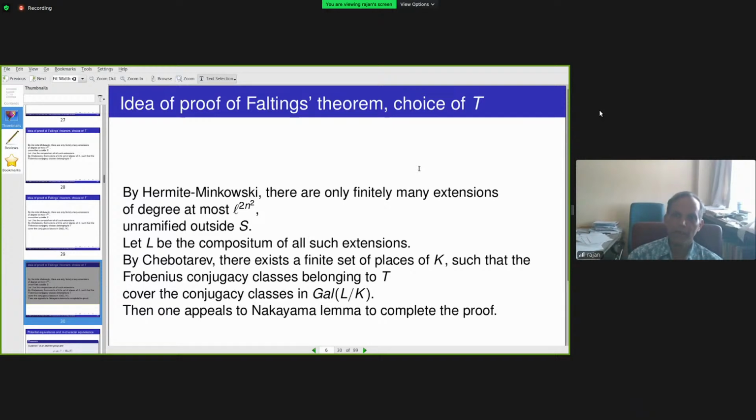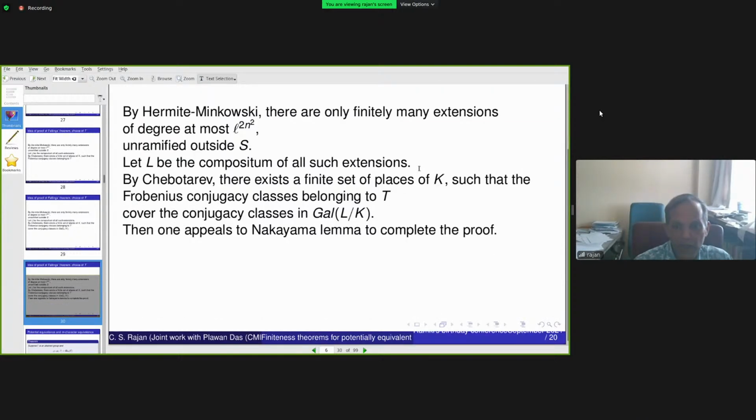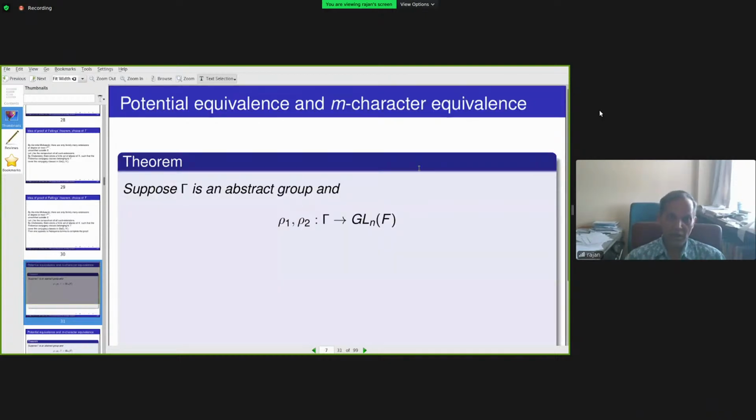So yeah, that is the idea of Faltings' theorem, that it basically rests on Hermite-Minkowski, the finiteness theorem for number fields. Okay, now we go back to, as I said, our aim is to generalize some of this to the context of potential equivalence. So now I go back to what we already introduced, and I want to say that the equivalence between potential equivalence and character equivalence.